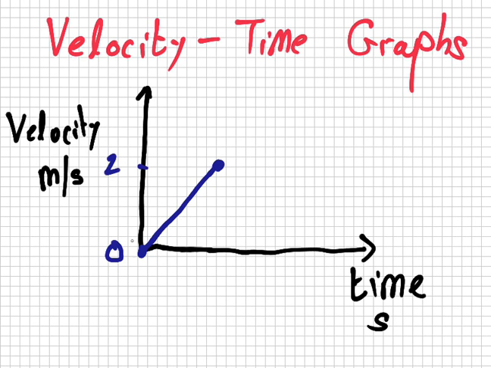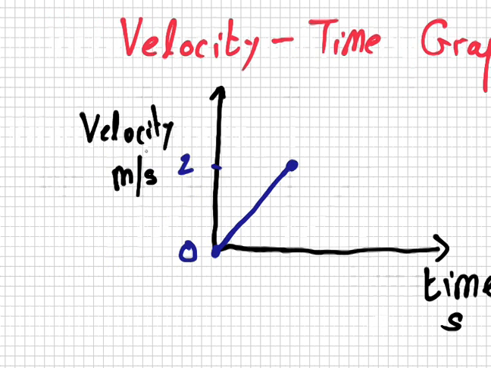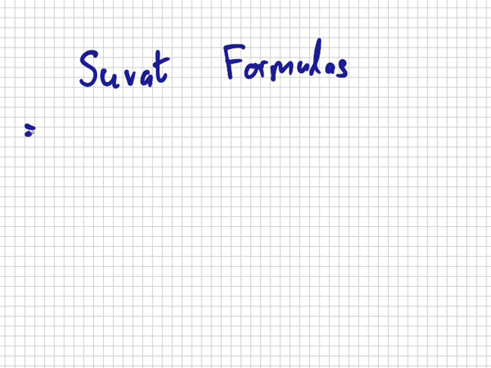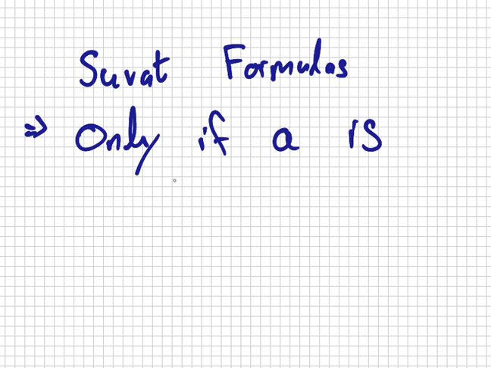The formulas I gave you last time will let you find things like acceleration, distance traveled, stuff like this. But those formulas I gave you last time only work if the acceleration is constant. So just as a side note here, those SUVAT formulas, that is only if A is constant.